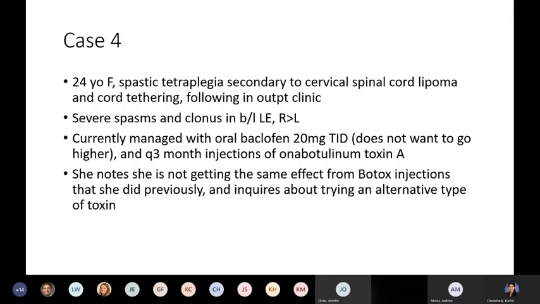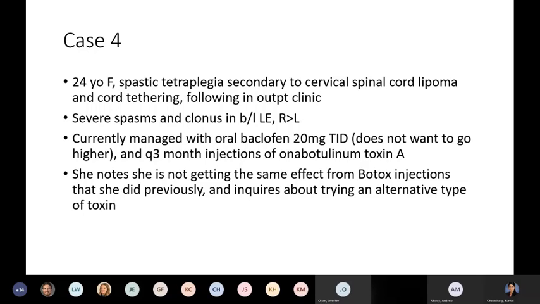Okay, so the next case is a 24-year-old female. She has spastic tetraplegia secondary to a cervical spinal cord lipoma and subsequent cord tethering postoperatively. She follows with you in outpatient clinic. She's been dealing with severe spasms and clonus in the bilateral lower extremities, right greater than left. She's currently managed with oral baclofen 20 TID. She feels pretty decent at that dose, but she doesn't want to go higher due to sedation.